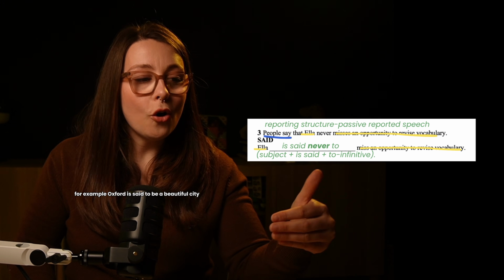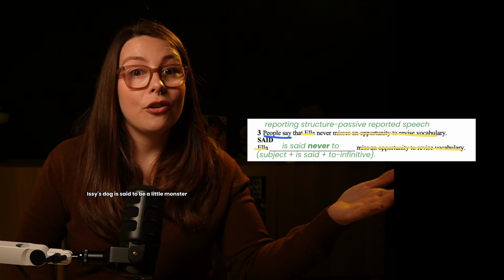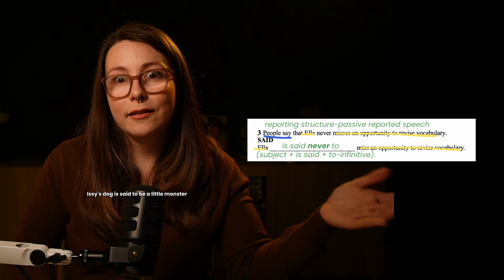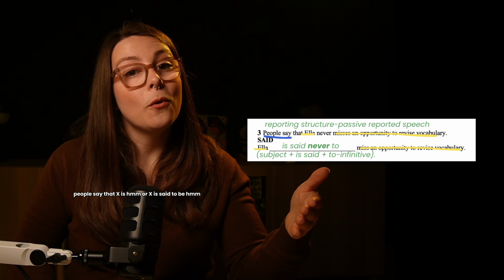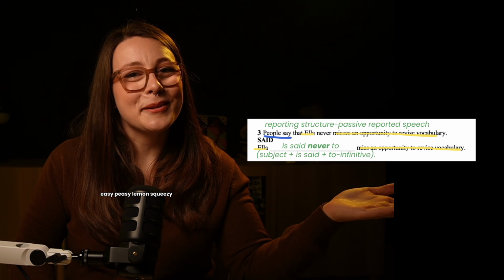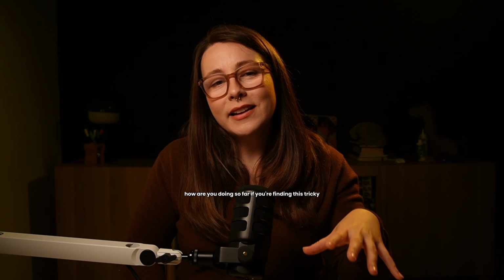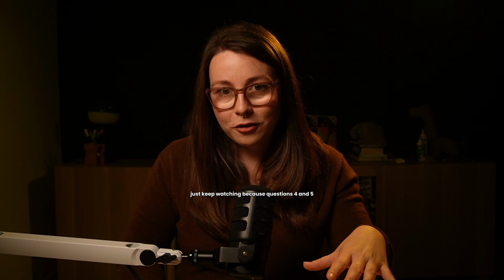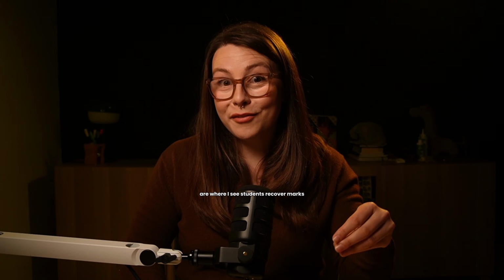For example, Oxford is said to be a beautiful city. Izzy's dog is said to be a little monster. People say that X is, or X is said to be, easy peasy lemon squeezy. Guys, how are you doing so far? If you're finding these tricky, just keep watching because questions 4 and 5 are where I see students recover marks.